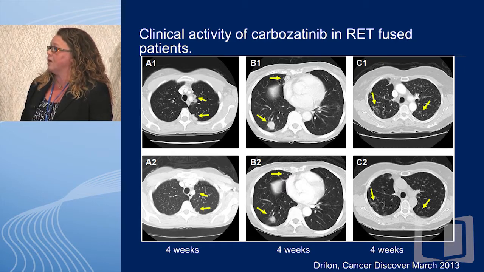This is a case series reported by Drilon in patients who have a RET fusion gene who received crizotinib, and the difference between scans is 4 weeks. You can see patient A had a response in the mediastinal lymph node, patient B had a response in the primary lung, and patient C is the only patient who had stable disease, a patient who had lymphangitic spread mostly rather than a measurable nodule.